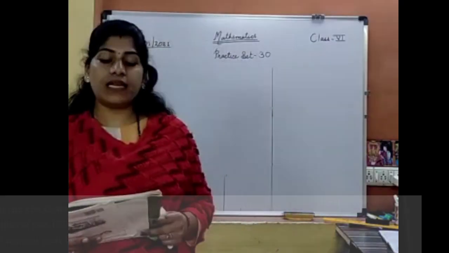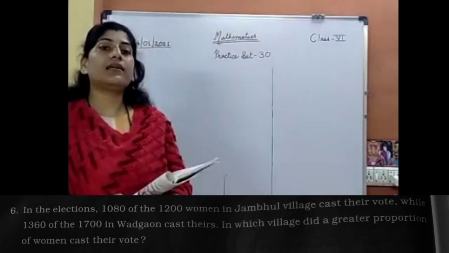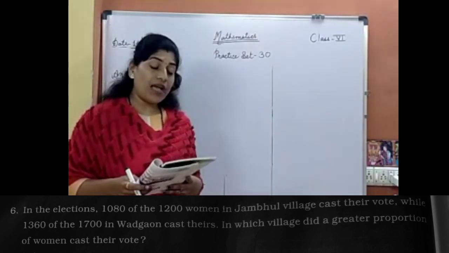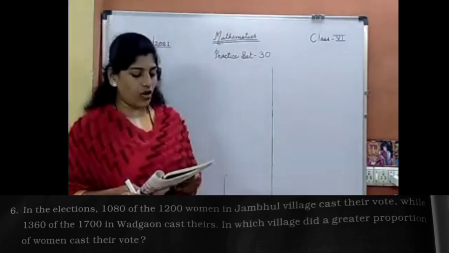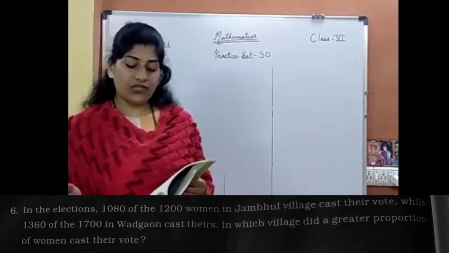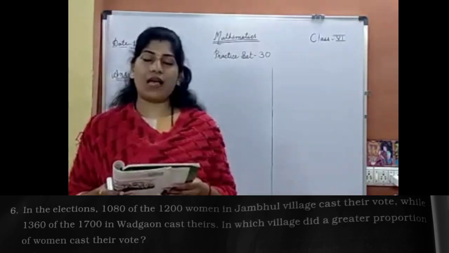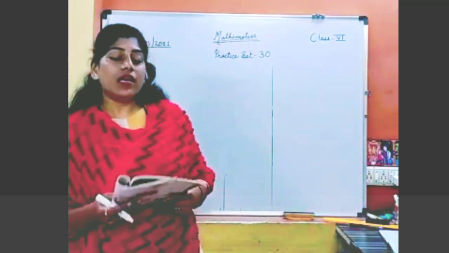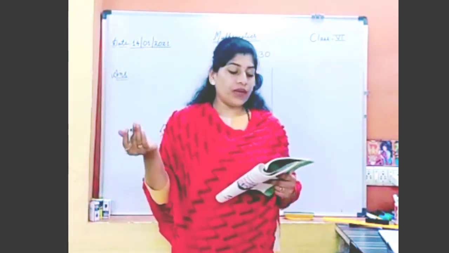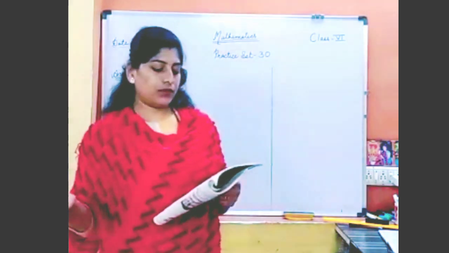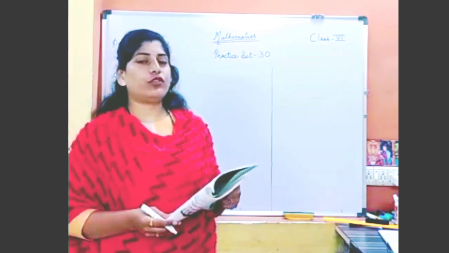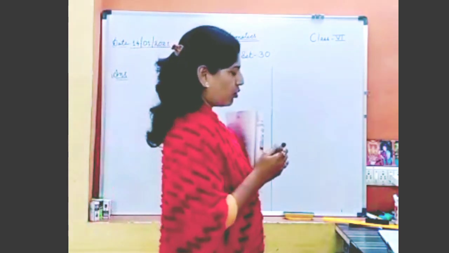In the election 1080 of the 1200 women in Zambulgaon cast their vote, while 1360 of the 1700 in Vadgaon cast theirs. In which village did a greater proportion of women cast their vote? Children, here we will find out the percentage of Zambulgaon first, and then we will find out the percentage of Vadgaon. Okay, then we'll compare it, that which village did a greater proportion of women cast their votes.